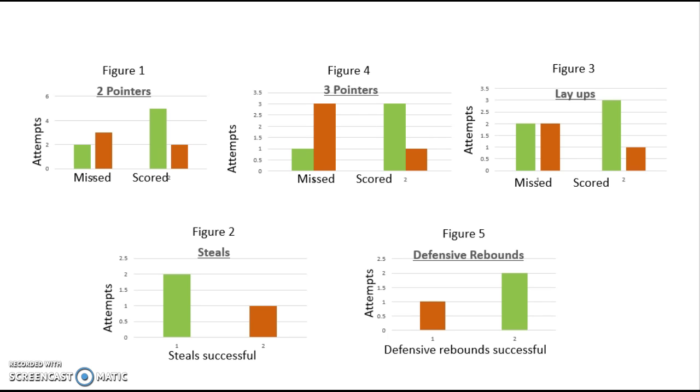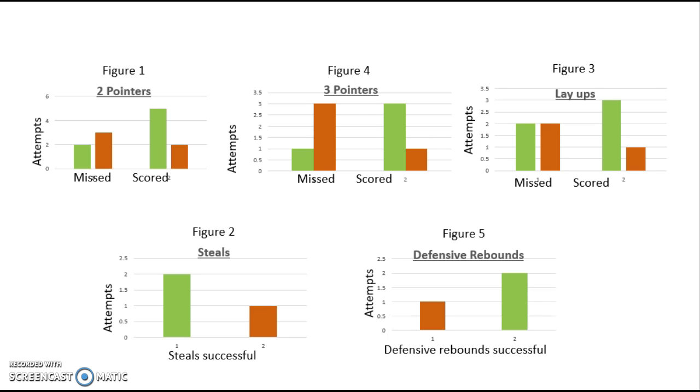In figure 1, we can see that Ewan scored over double the amount of 2-pointers and missed fewer 2-pointers than James. In figure 4 we can also see the same outcome for 3-pointers, where Ewan scores more 3-pointers and misses fewer than James. This shows us that Ewan had a better scoring rate in 2 and 3-pointers in the game than James. In figure 3 it's the same outcome, but this time they missed the same amount of layups. This shows us that Ewan was better at layups but also had more shots than him.